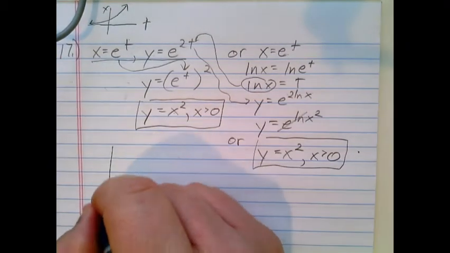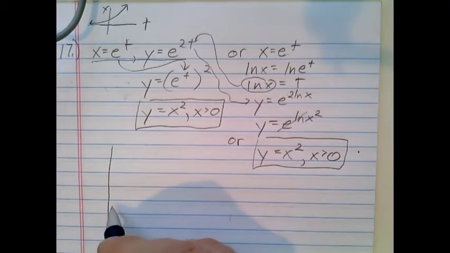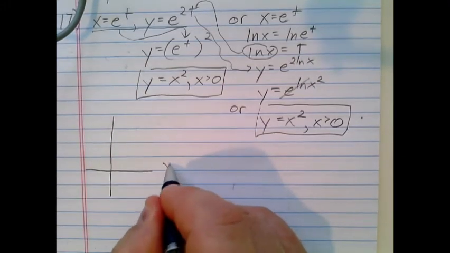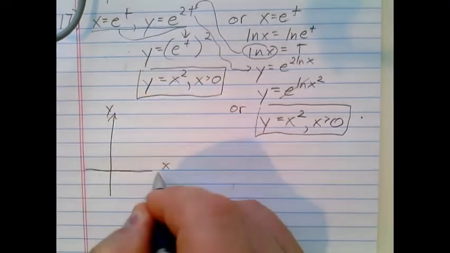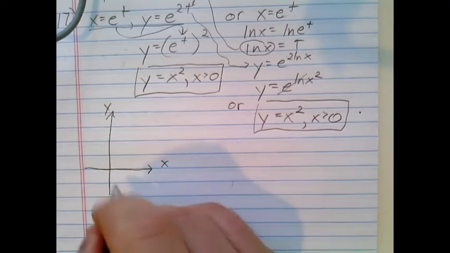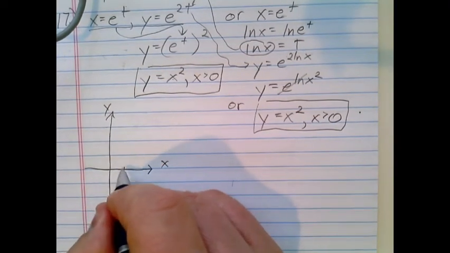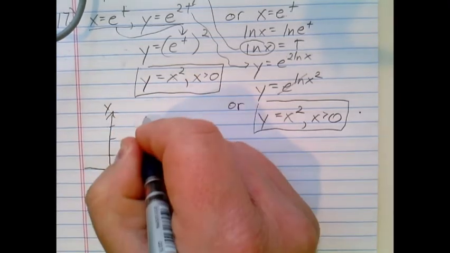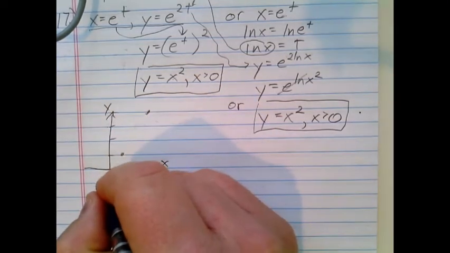And that's significant because the problem also asked me to sketch my graph. Well, I know how to sketch y equals x squared, just a standard parabola. When x is 1, y is 1. When x is 2, y is 4.